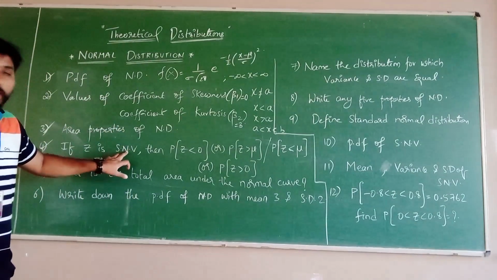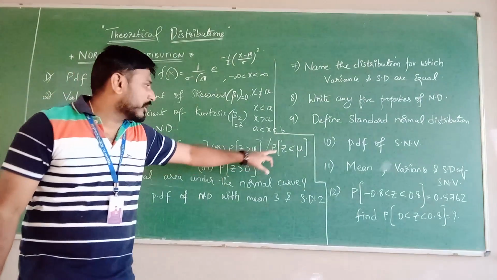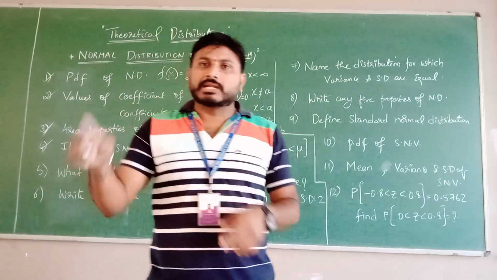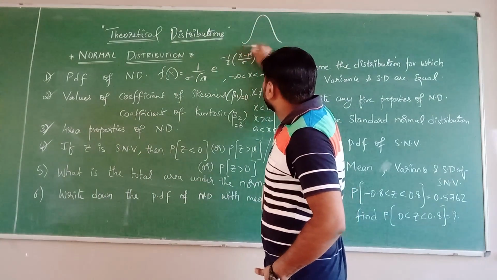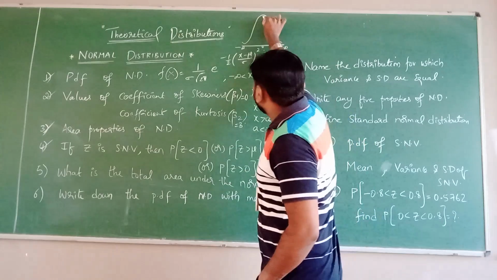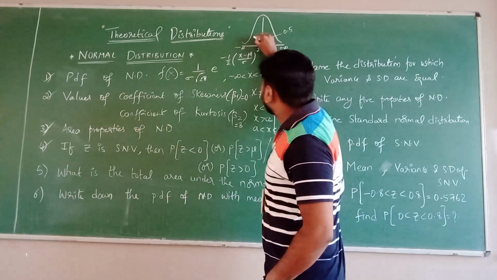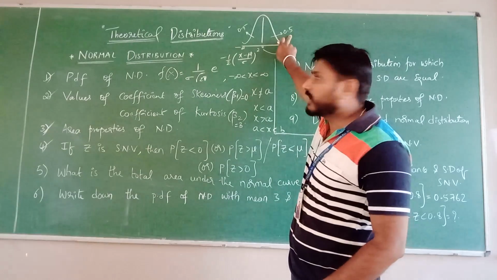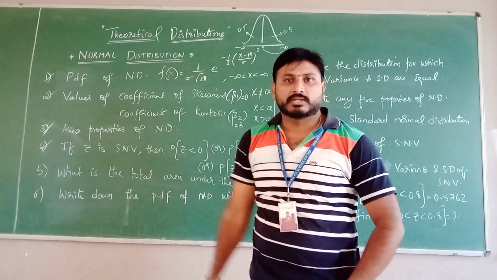Now, if Z is a standard normal variate, then what are the probability of Z less than 0, the probability of Z greater than mu or less than mu, or the probability of Z greater than 0? See, as I mentioned, the total area under the normal curve is always equal to 1. In this normal curve, from minus infinity to plus infinity, this is the origin 0. The area covered under the normal curve from 0 to infinity is 0.5, and from 0 to minus infinity is also 0.5. The total area from minus to plus infinity is always 1.